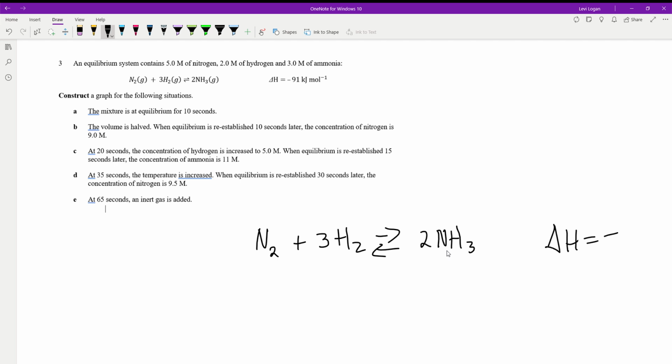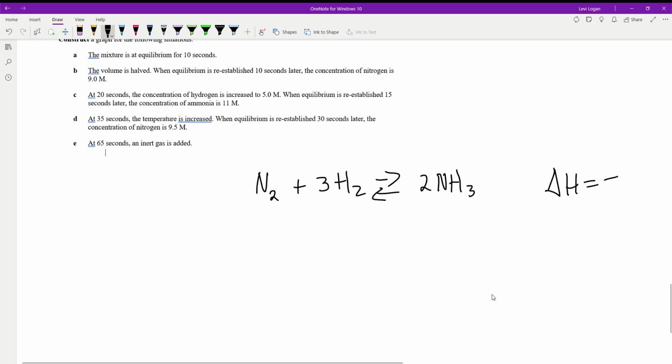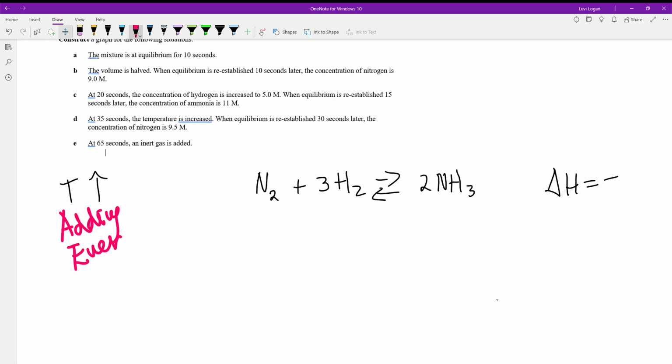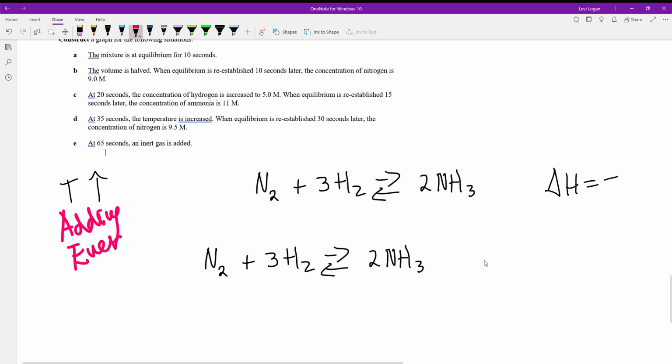Negative. It doesn't really matter the amount here. So if temperature increases, we're effectively adding energy. Now, if you want to think of exothermic, this is the best way to think about it. Rewrite your equation and just write energy on the right-hand side. Okay?